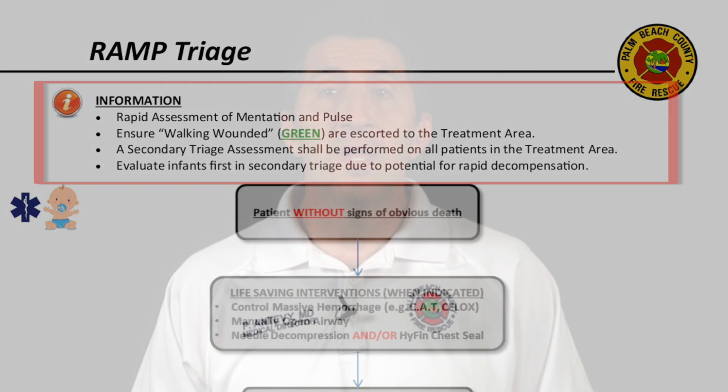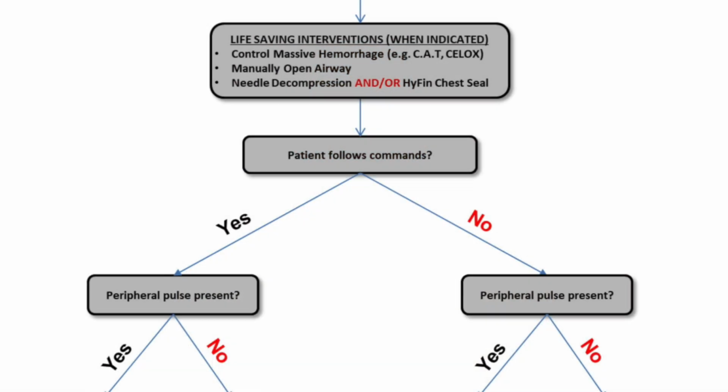So in summary, the adoption of the RAMP triage model aims to improve the efficiency and effectiveness of trauma triage by focusing on rapid assessment and a streamlined process for all patients. The modified RAMP categories help prioritize patients much more accurately.